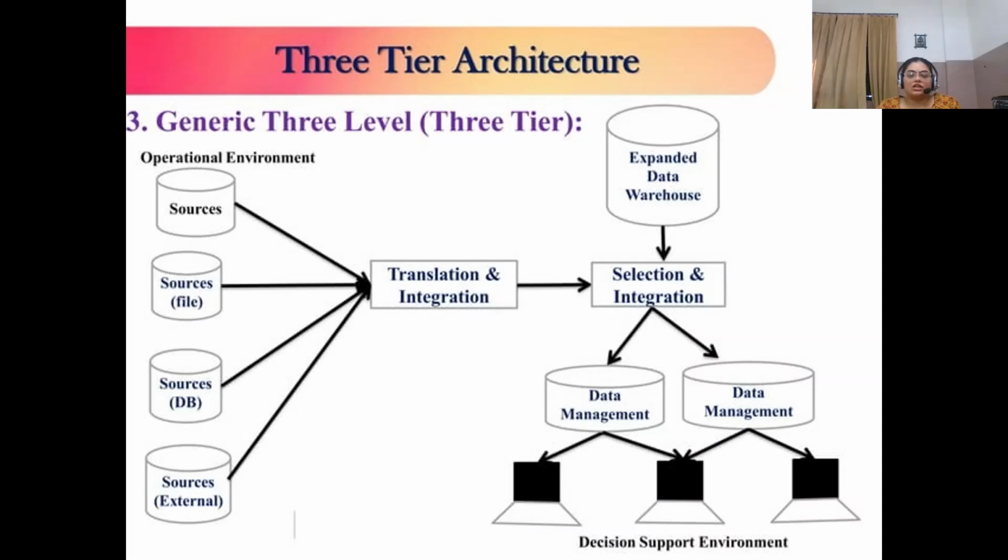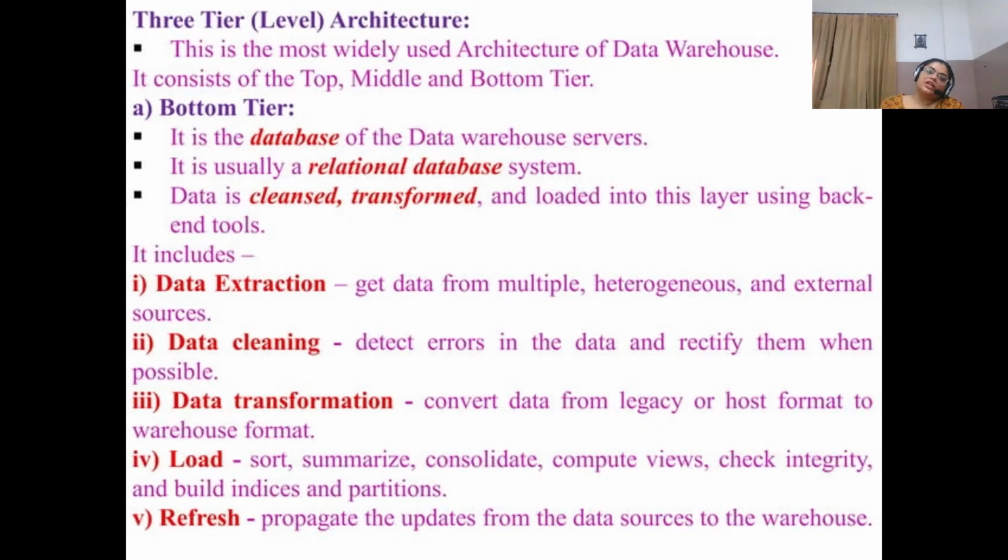This is the three-tier architecture. In three-tier architecture, you will find the operational environment, the expanded data warehouse, the selection and integration, the data management, the translation and integration, and a decision support environment. The three-tier architecture is the most widely used architecture of data warehouse. It consists of the top, middle, and bottom tier. Bottom tier is the database of the data warehouse server. It is usually a relational database system. The data is cleansed, transformed, and loaded into this layer using backend tools.